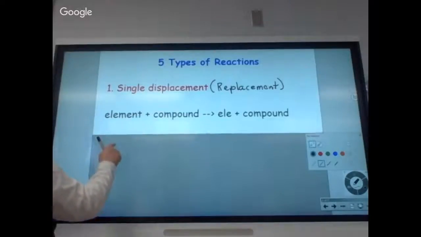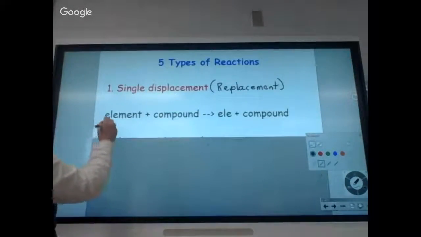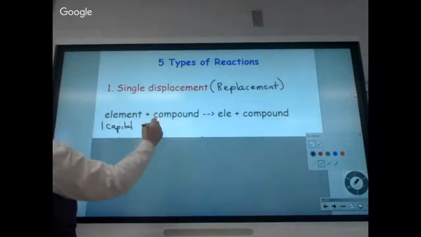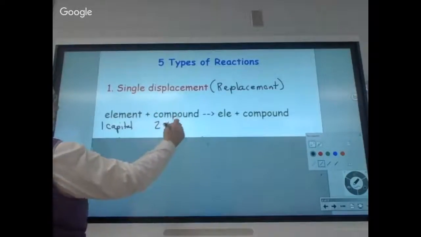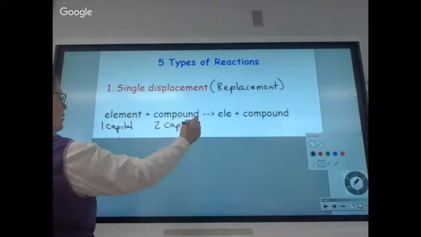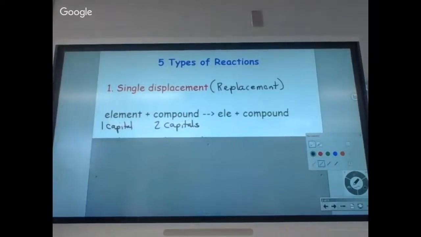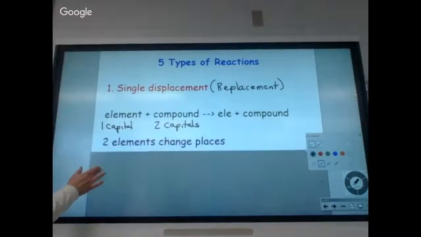So an element has 1 capital, and a compound has to have 2 capitals. Now, the thing that makes it a displacement reaction is 2 elements change places. Okay?